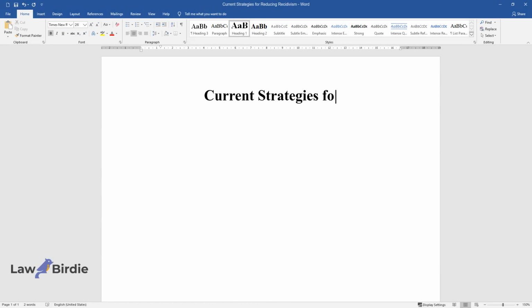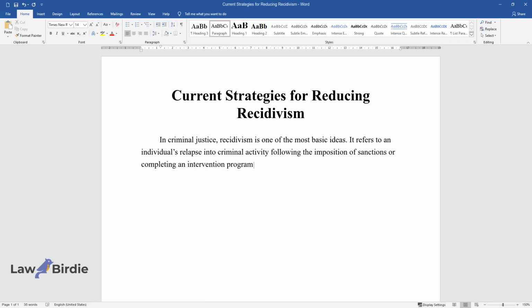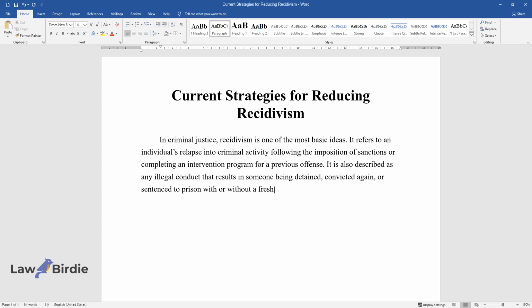Current strategies for reducing recidivism. In criminal justice, recidivism is one of the most basic ideas. It refers to an individual's relapse into criminal activity following the imposition of sanctions or completing an intervention program for a previous offense. It is also described as any illegal conduct that results in someone being detained, convicted again, or sentenced to prison with or without a fresh term of imprisonment within 3 years of being released from incarceration.